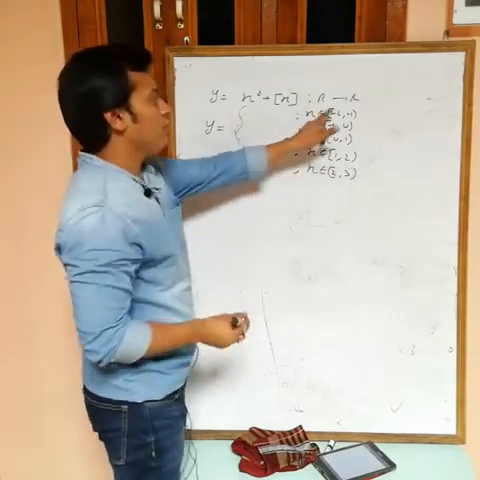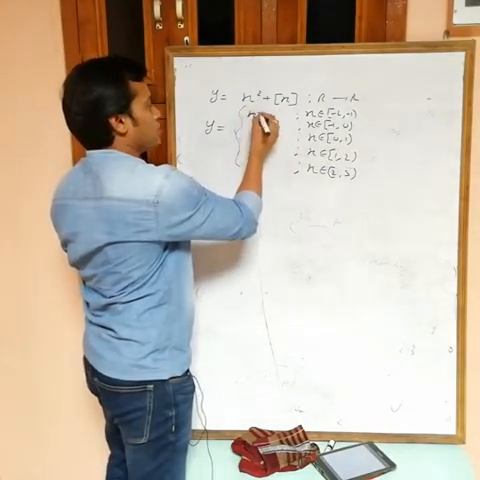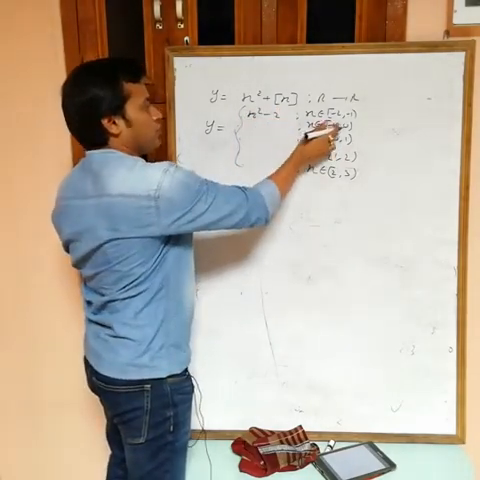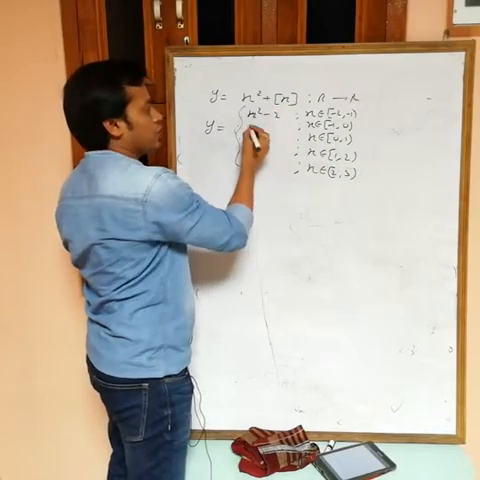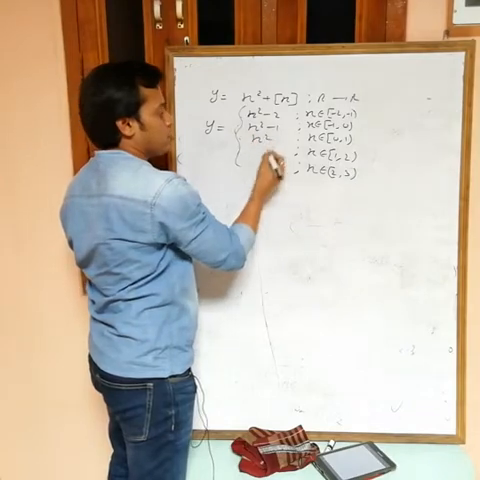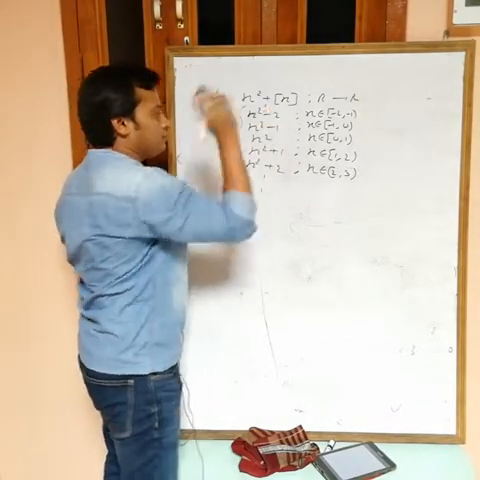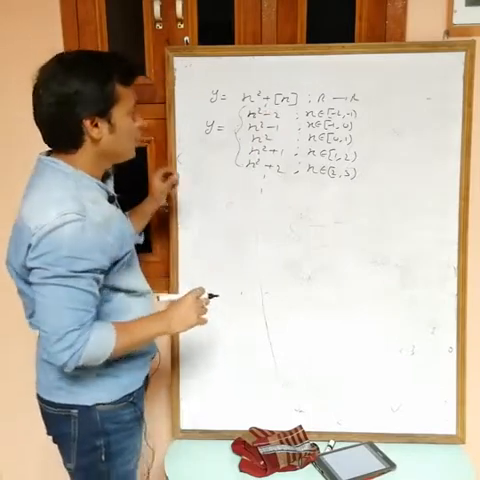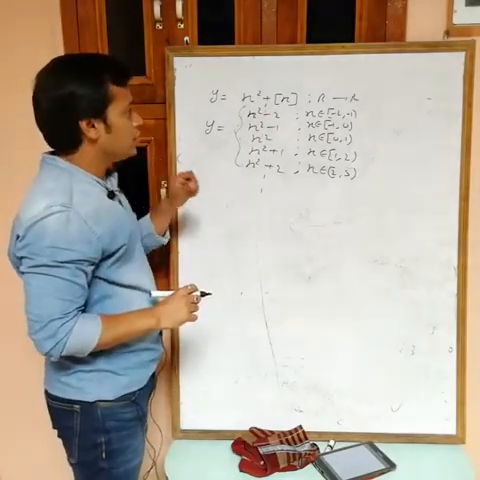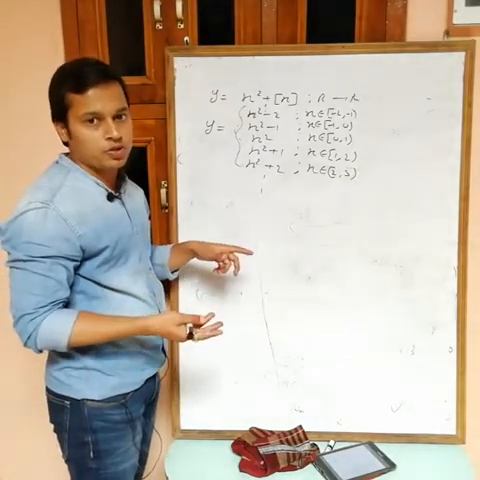If x is from minus 2 to minus 1, then greatest integer of x is minus 2. So what we are getting? x square minus 2. Minus 1 to 0, greatest integer of this one is minus 1, so x square minus 1. 0 to 1, greatest integer is 0, x square. In this one x square plus 1, x square plus 2, like this one up to infinity.